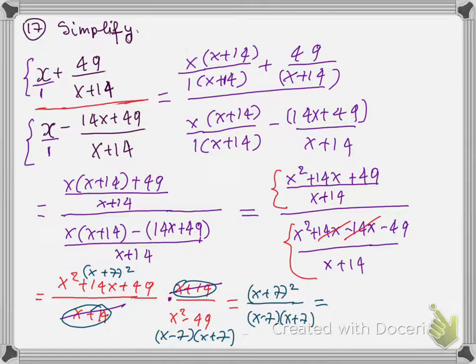And in here, we have x plus 7 squared, which is x plus 7 times x plus 7. So one of these is going to take away the x plus 7 on the bottom. So then we're left with x plus 7 over x minus 7. Recognize that we have a fraction here, so we need x to be different from 7. And because we have x plus 14 in the denominator when we started with, we need x different from negative 14 as well.